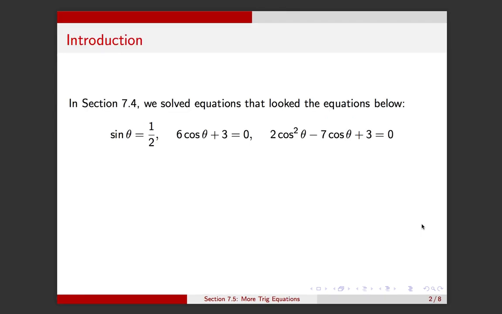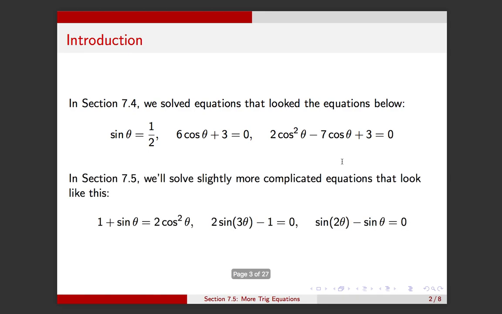So just to motivate what we are going to do, in section 7.4 we solved these kinds of equations. Sine of theta is a half, 6 cos theta plus 3 is 0, 2 cosine squared theta minus 7 cos theta plus 3 is 0. Okay, we solved these back before break. So in section 7.5, we'll kick the difficulty up a notch and solve equations that look like these. 1 plus sine theta equals 2 cosine squared theta, etc.